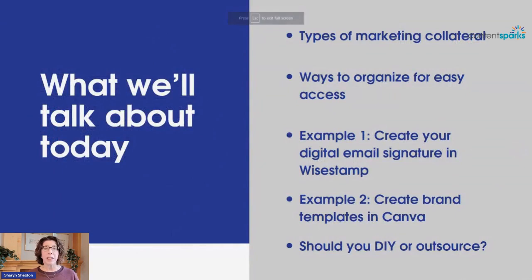So here's the agenda for today's live stream. I'm going to go through some different types of marketing collateral and what I mean by that in the first place, ways to organize them for easy access, both for you and your team. A couple of examples. One is on how to create a digital email signature in WiseStamp, which is what I use for mine. How to create some brand templates in Canva. I found that incredibly useful. And that there are some extra features in the pro version of Canva that I found really worth getting. Then, should you DIY or outsource.